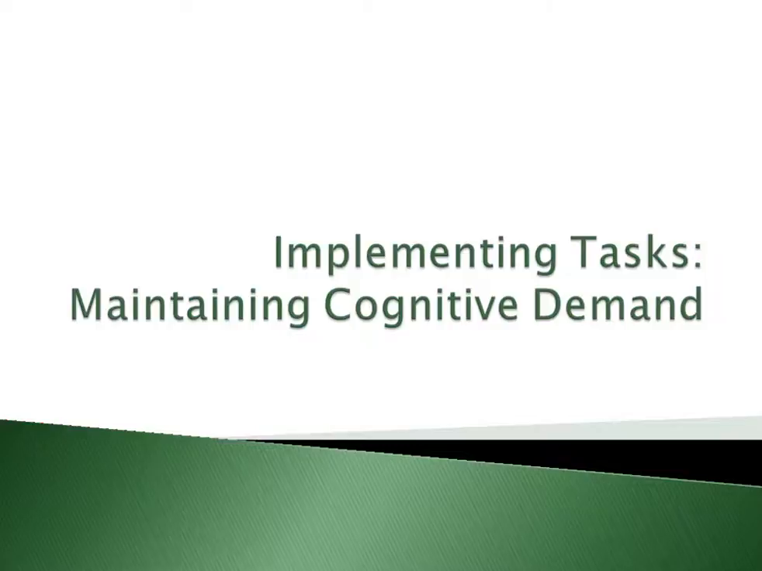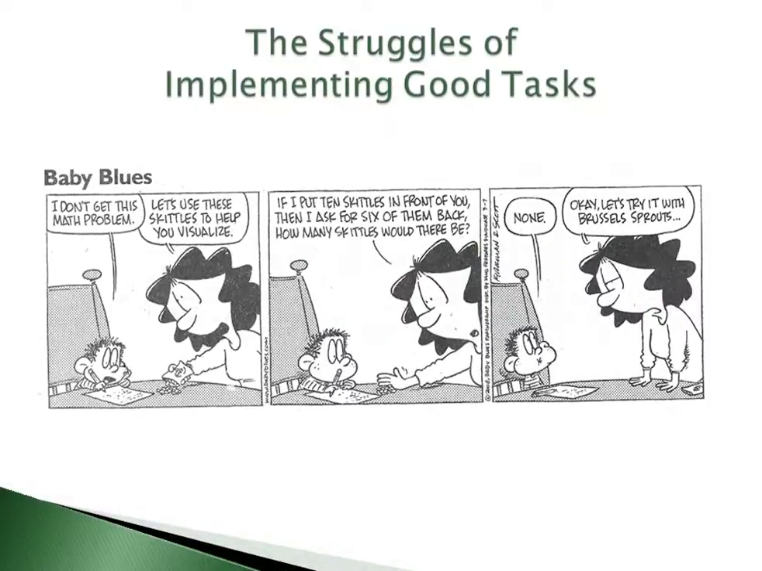Implementing tasks, maintaining cognitive demand. All teachers have been there. You think you've planned a great lesson, but then the students react in ways that, well, you just didn't expect. Consider this cartoon. I don't get this math problem. Let's use these Skittles to help you visualize. If I put 10 Skittles in front of you, then I ask for 6 of them back, how many Skittles would there be? None. Okay, let's try it with Brussels sprouts.